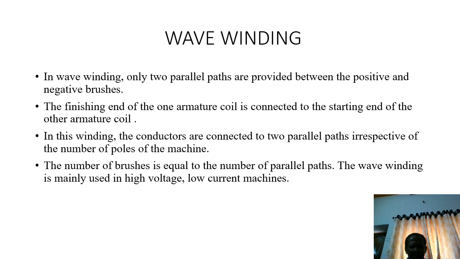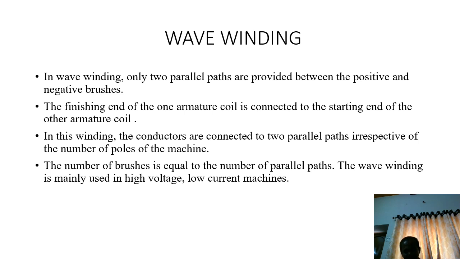In wave winding, generally we observe a wave type of winding. In wave winding, only two parallel paths are provided. Between the positive and negative brushes, two parallel paths are connected in the case of wave winding. The finishing end of one armature coil is connected to the starting end of another armature coil.